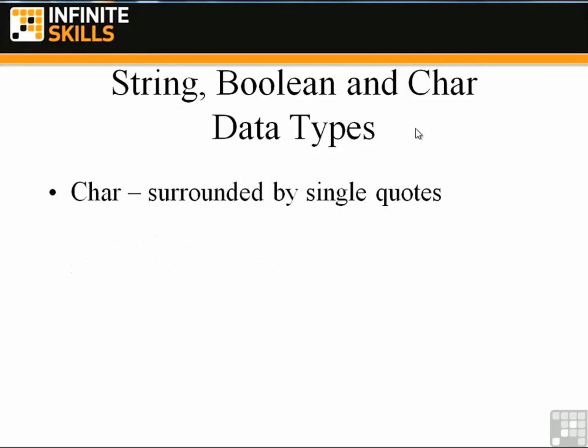The char data type is any character on the keyboard surrounded by single quotes. So for example, we might have the lowercase a or uppercase A or a 1 surrounded in single quotes. Those are considered char data. Notice the difference between a char, which uses single quotes, and a string, which uses double quotes.